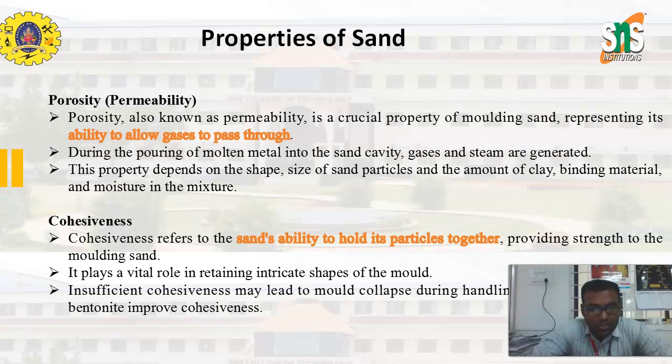Next one is cohesiveness. Cohesiveness refers to the sand's ability to hold its particles together, providing strength to the molding sand. The strength of the sand mainly depends upon how cohesive the sand particles are. The sand should have sufficient strength so that it is capable of retaining its shape during closing and pouring. It plays a vital role in retaining the integrity of the shape of the mold. Insufficient cohesiveness may lead to mold collapse during handling and closing. Clay majorly improves cohesiveness.